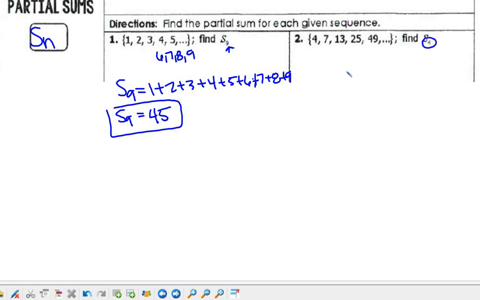So S sub 4, much nicer to work with. S sub 4 is 4 plus 7 plus 13 plus 25. The sum of the first 4 terms.